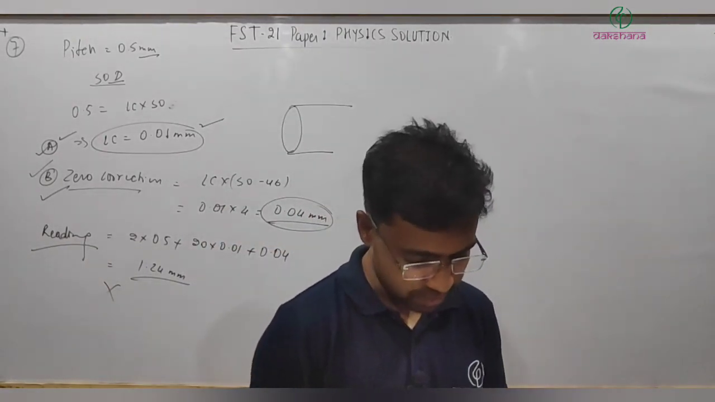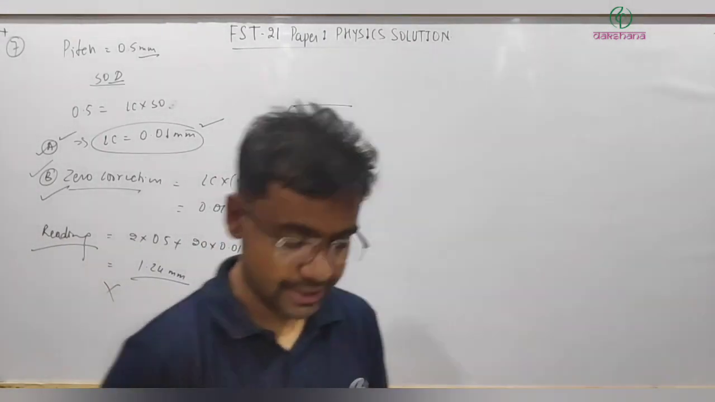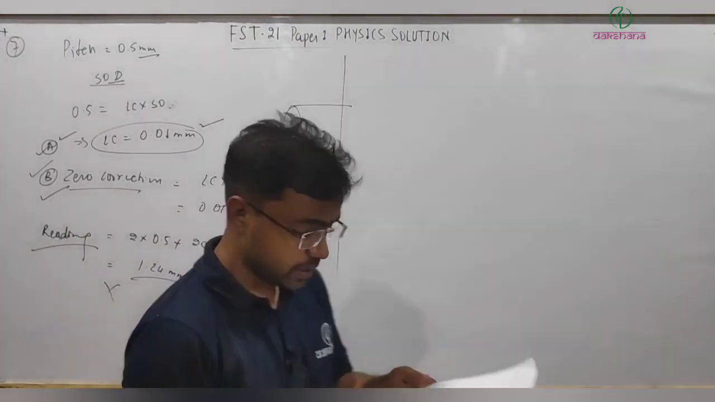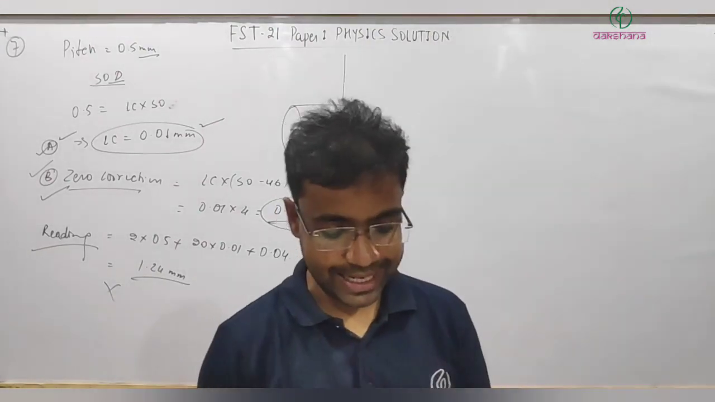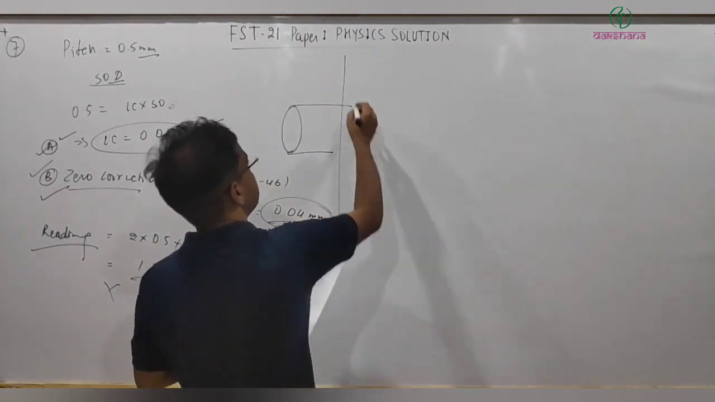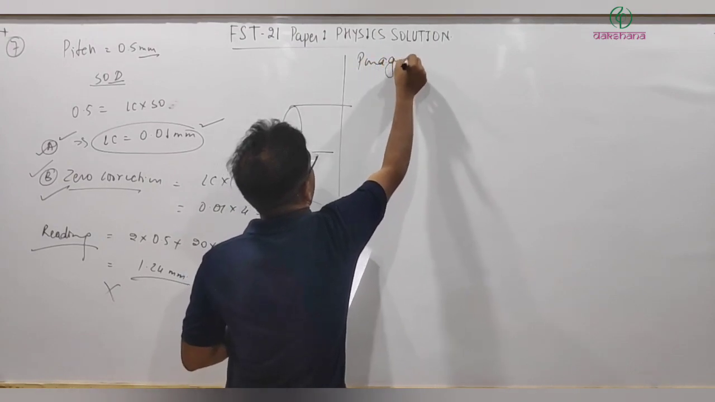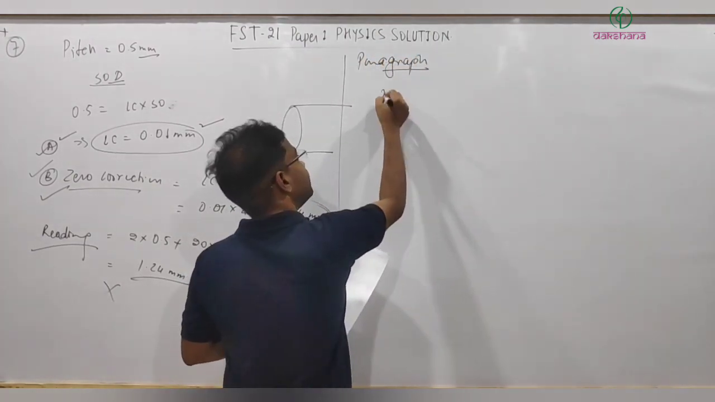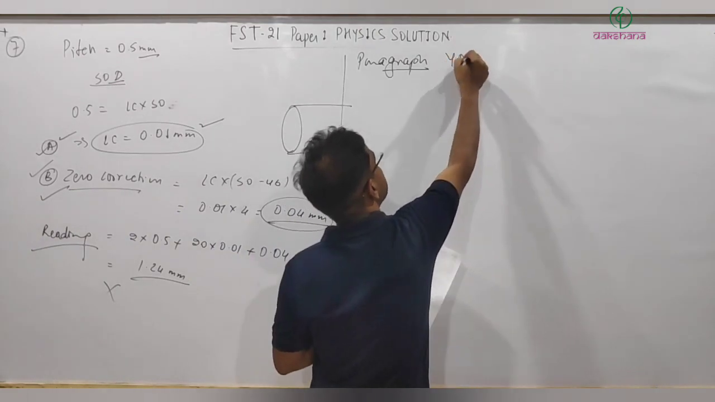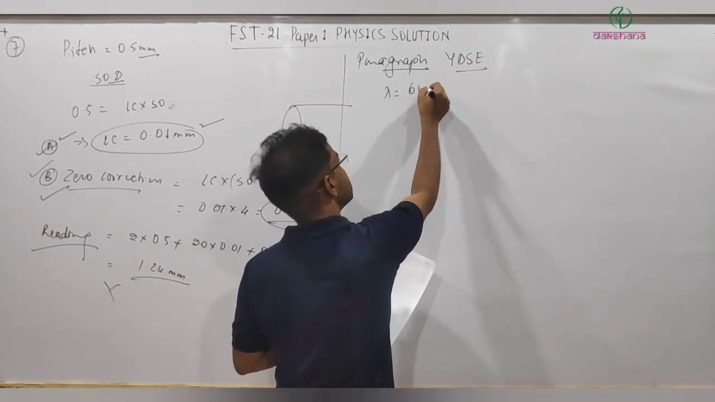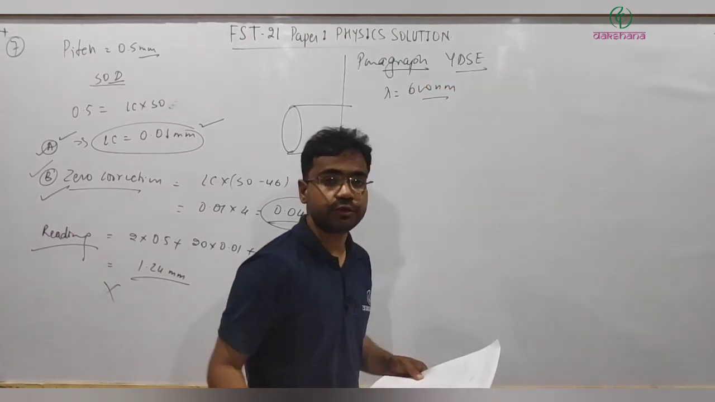Let's see the next ones, 8, 9, 10, which are based on a paragraph. So here it's given, in a general YDSE setup, a light of wavelength 600 nm. So this is a paragraph based question, and YDSE here is the main part. So lambda used is 600 nanometer in case of YDSE.